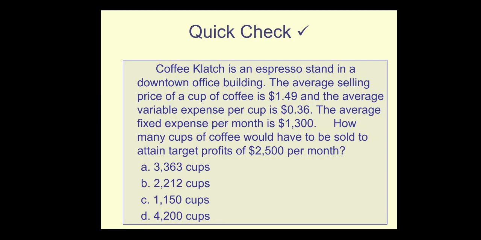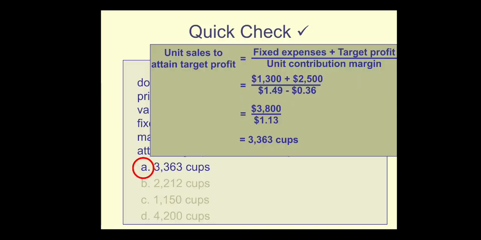Okay, let's see. This is the example again. The sample question. Coffee Clutch is a coffee shop. The average selling price of a cup of coffee is $1.49. The average variable expense per cup is 36 cents. The average fixed expense per month is $1,300. How many cups of coffee will have to be sold to attain a target profit of $2,500 per month? So, in this sample question, the answer is calculated using the contribution margin method.